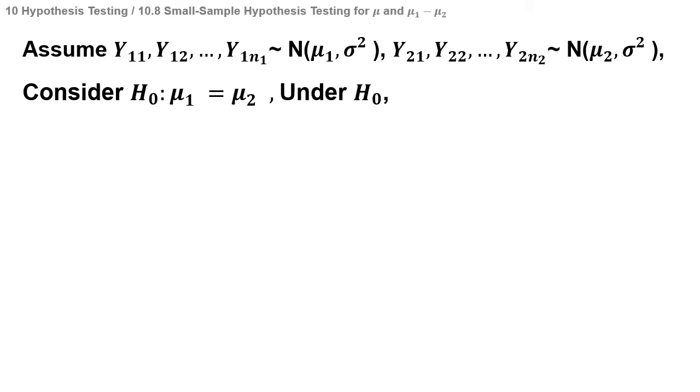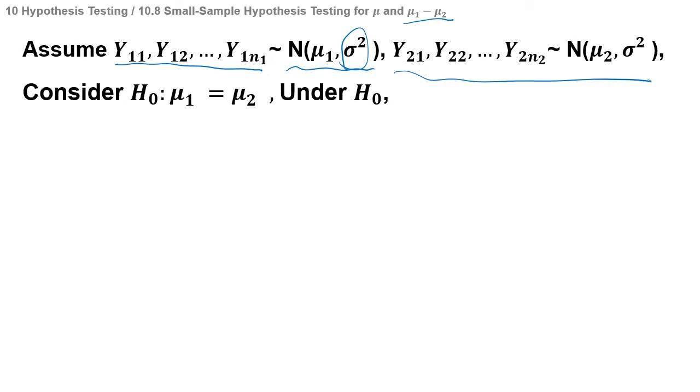Now let's move on to the two-sample case: the hypothesis testing for mu1 minus mu2. Now we assume that we have samples from two populations. The first population samples are y11 to y1n1, and they follow a normal distribution with mean mu1 and standard deviation sigma. And we have a second group y21 to y2n2, which follows a normal distribution with mean mu2 and variance sigma squared.